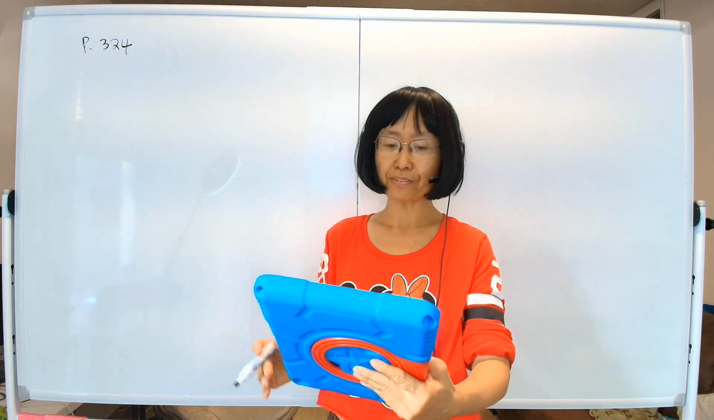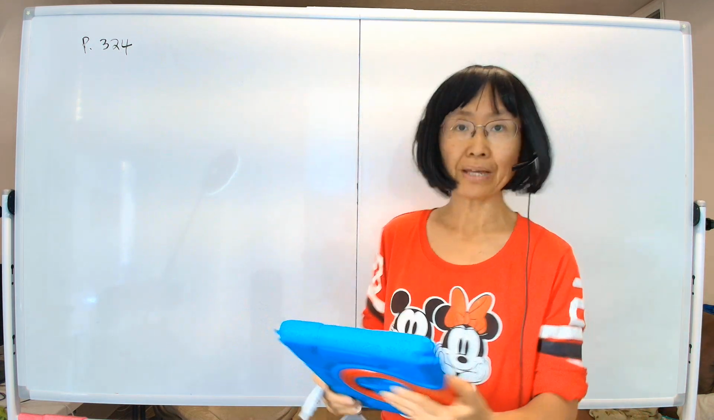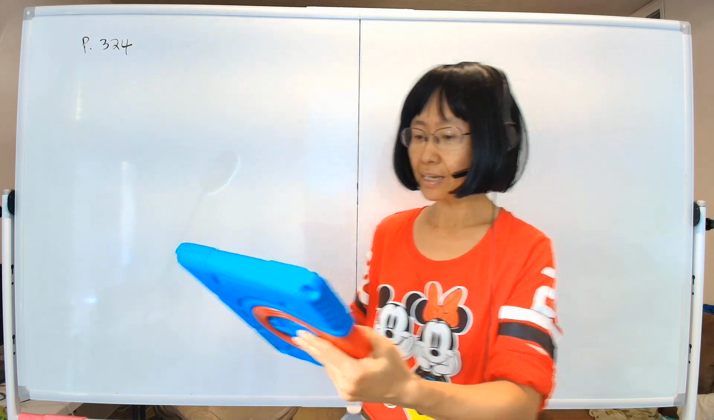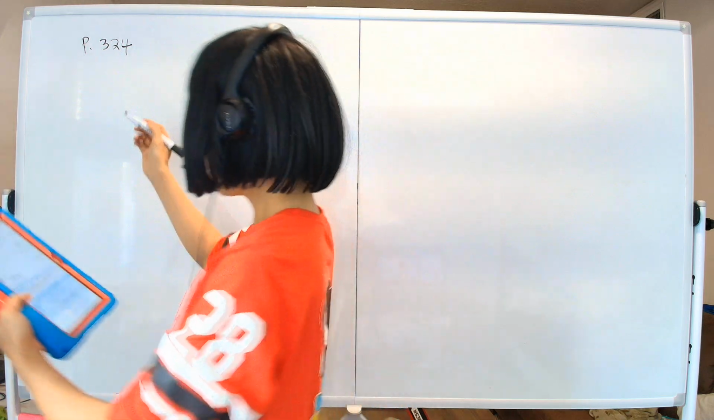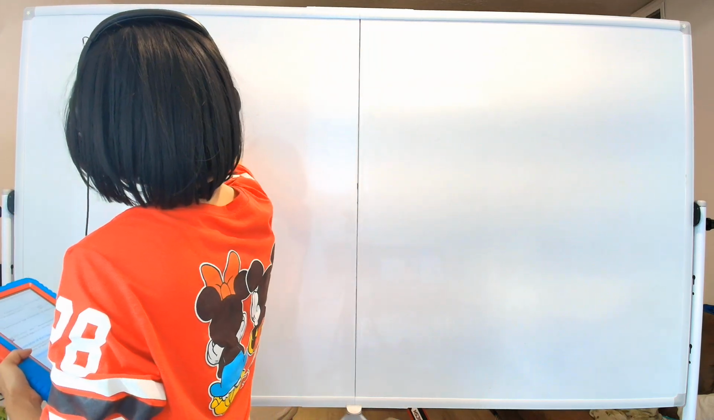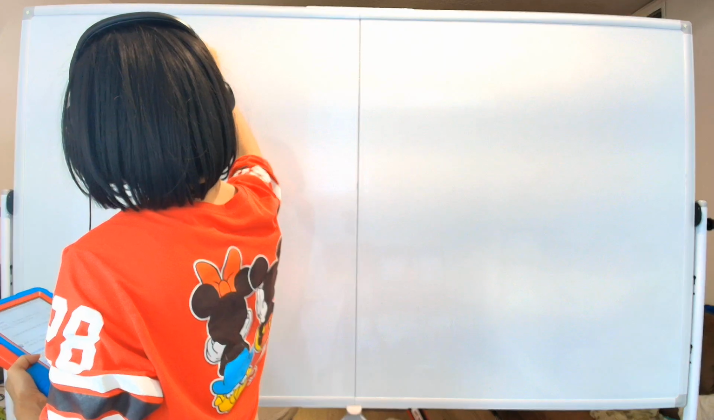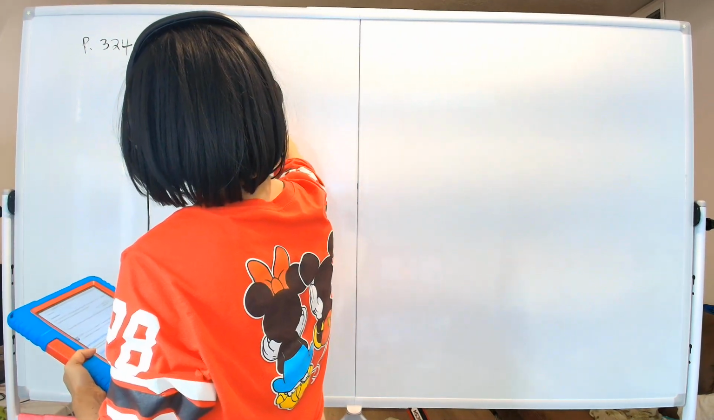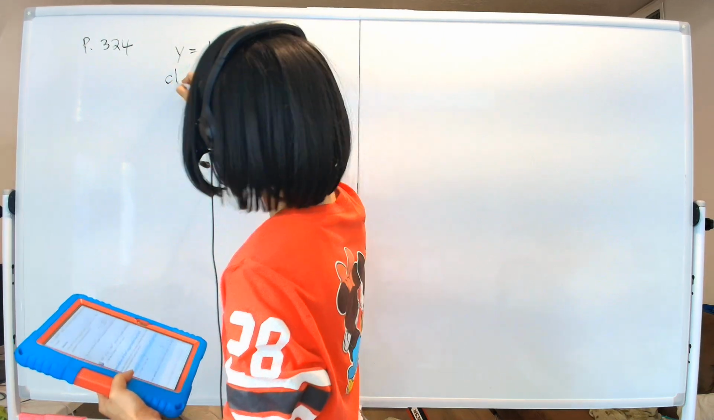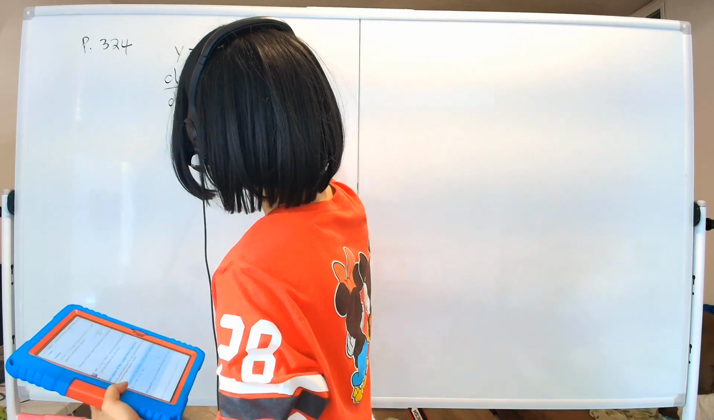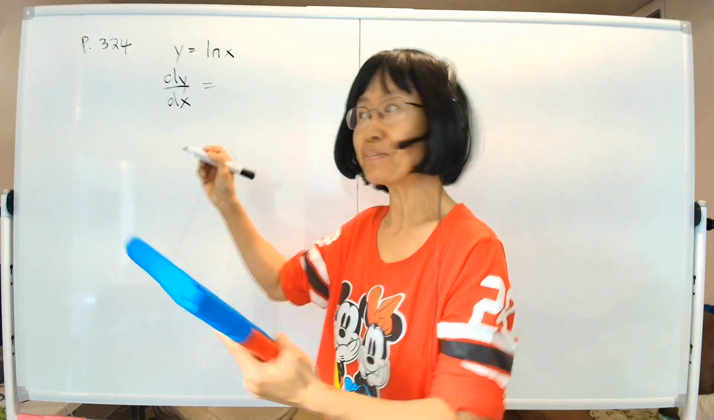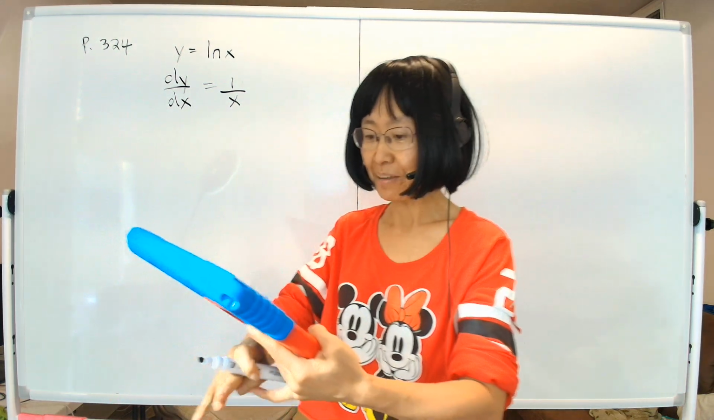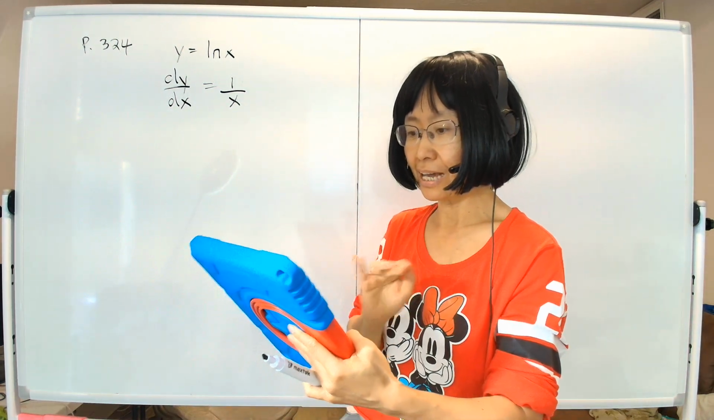We are going to take the derivative of the logarithmic function, which is on page 324, and we're looking at Theorem 3.15, which says that if you have y equals the natural log of x, ln x, then dy/dx has a simple formula. It's just 1 over x. Now is that simple or what? Okay. Now let's see how that's proved.